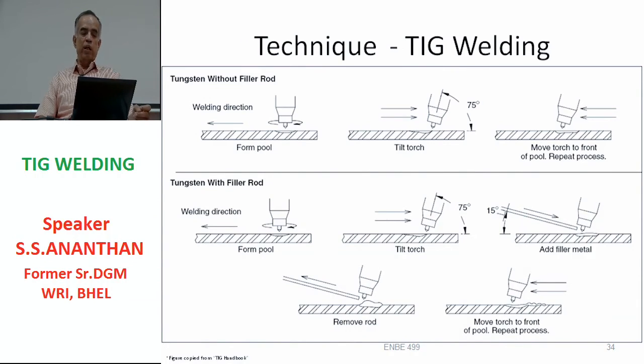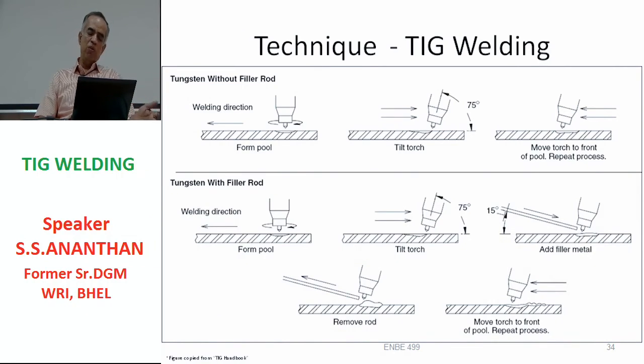In both cases, the sequence of operation is shown in the picture. In the first case, you form a molten pool, keeping the torch vertical. You also rotate the torch so that a wider area is covered. Then you incline the torch once a sufficient molten pool is created, and slowly start moving the torch in the desired direction, while maintaining the molten pool size constant. As far as the welder is concerned, the whole welding is controlled only by means of the size of the molten pool. That one has to really remember.